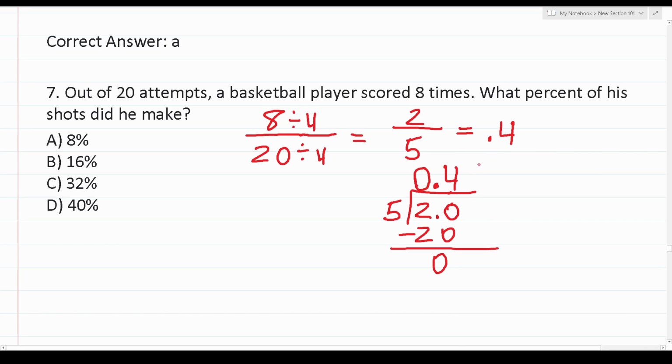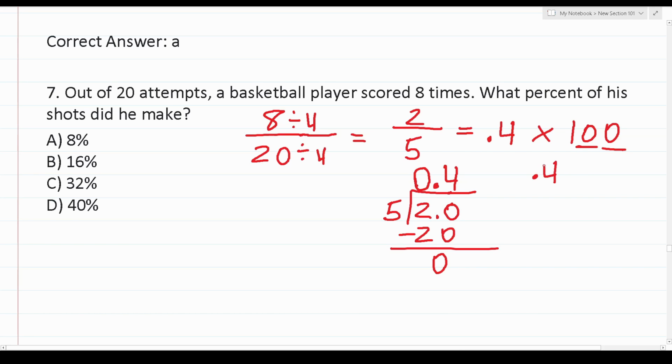And to convert that into a percent, we just multiply by 100. Whenever you multiply something by a power of 10, such as 10, 100, 1000, 10,000, and so on, all you do is take that decimal and shift it to the right according to how many zeros there are in that power of 10. Well, in 100, there are 2 zeros.